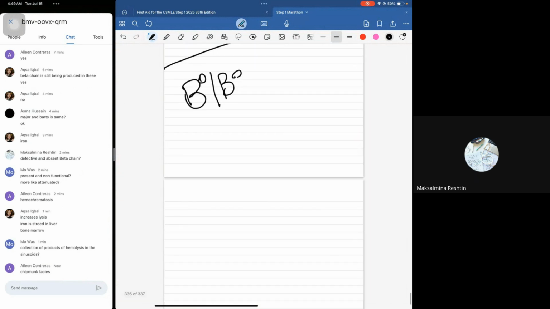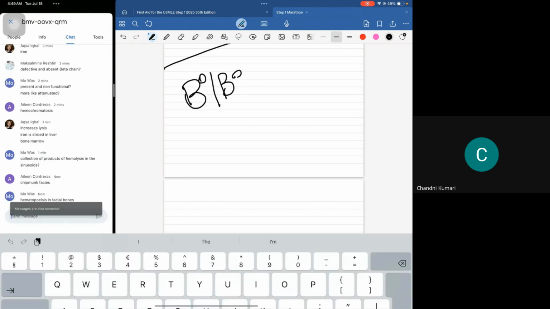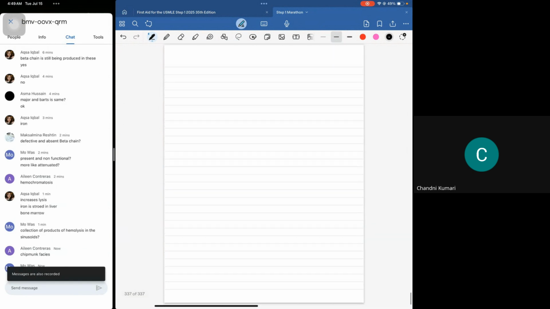What is the cause of this chipmunk face? Basically, blood is made in the bones, right? When the bones are not functioning, when there is a lot of hemolysis, you're going to need blood. And where are you going to get this blood from? You get this blood from the facial bones as well. The bones of the face also start making blood, and that is what causes the chipmunk faces, right?